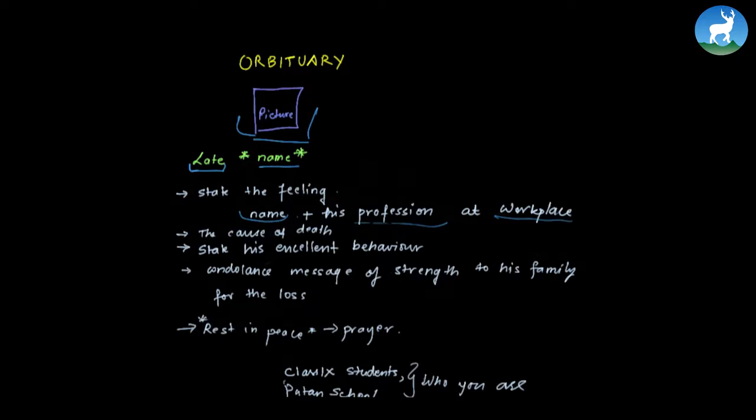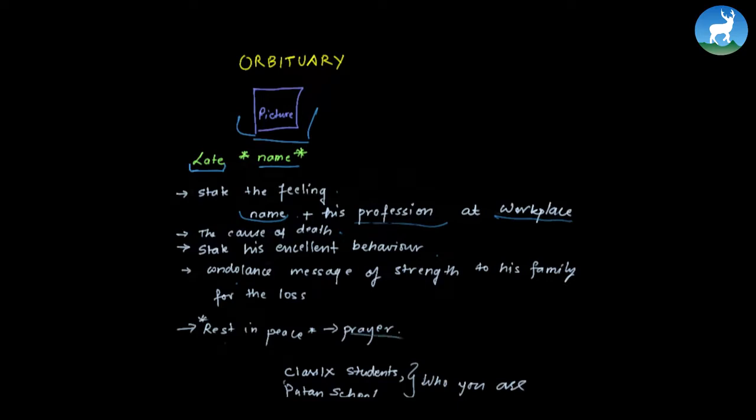And then maybe you can write the cause of his death, like we are deeply saddened to learn about the sudden demise of Ram Khatri, an English teacher at Patan High School. Late Khatri was suffering from a heart attack, had a heart attack. So you can maybe state the cause of the death of a person. Then state his excellent behavior. How he was very thoughtful, he was very kind, he was very helpful. And then you just elaborate a little bit more about it.